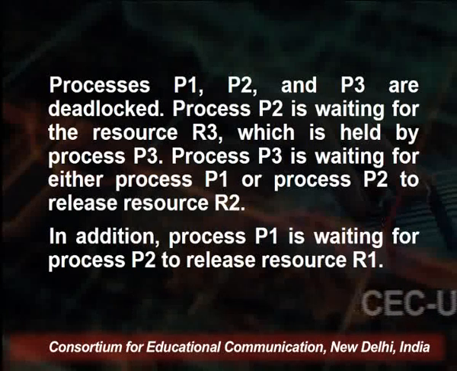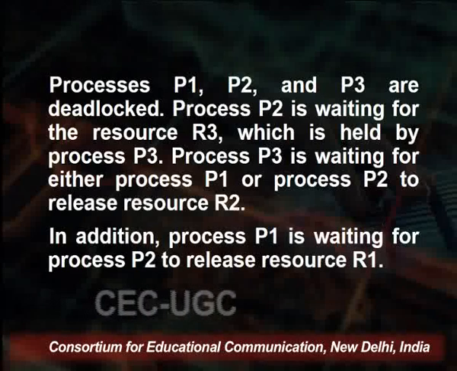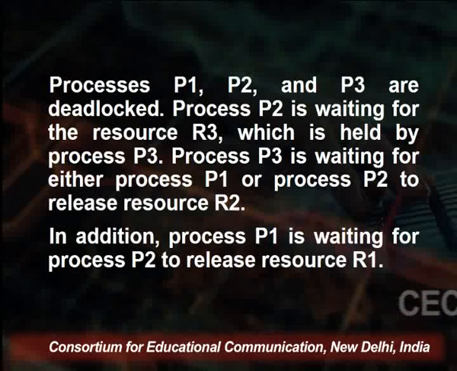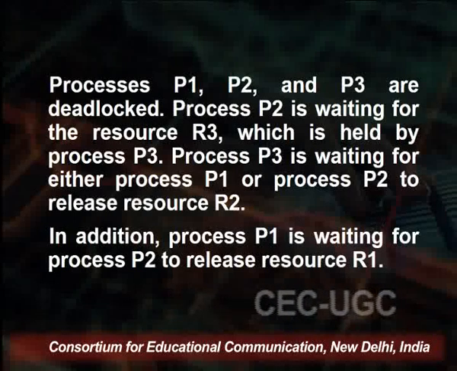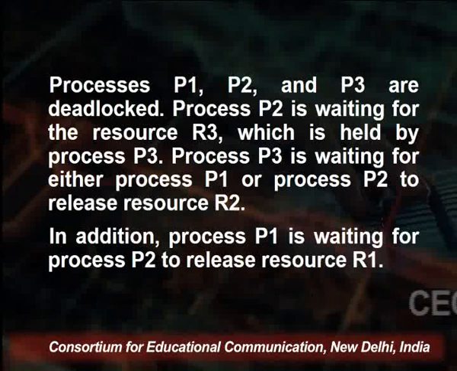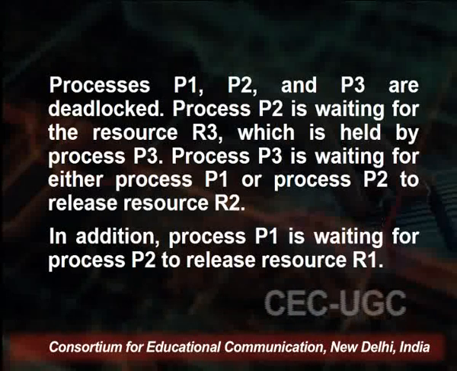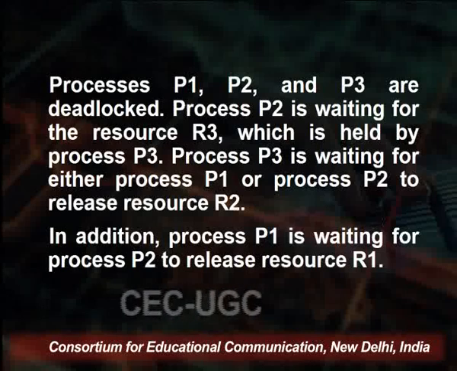Now, if we talk about multiple resources, in this situation, till this point, processes P1, P2 and P3 are deadlocked, because P2 is waiting for R3, R3 is being held by P3, P3 is waiting for either process P1 or process P2 to release this resource R2, and in addition P1 is also waiting for process P2 to release the resource R1. So there is a presence of this cycle.